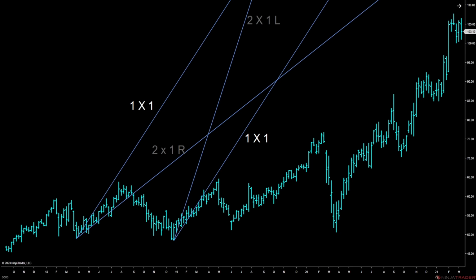A couple of 2x1s have been added in here, but as you can see, they're not exactly the same. The 2x1R means the 2x1 is on the right side of the 45-degree angle, what Gann would call the weak side, or bear side sometimes. The 2x1L is on the left side of the 45-degree angle, or the bull side, depending on your vocabulary.